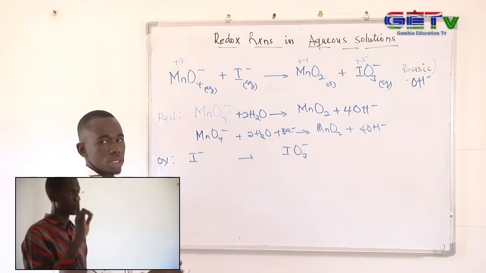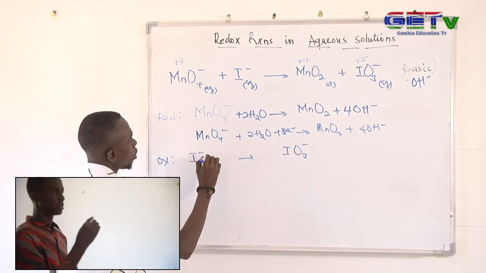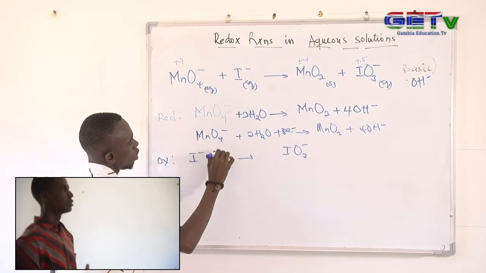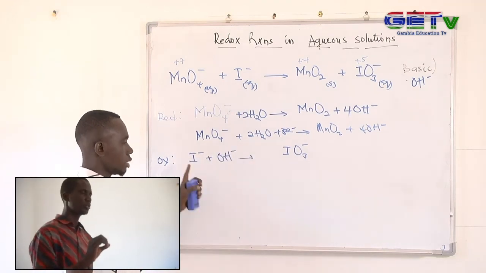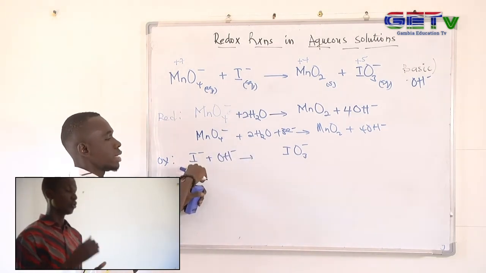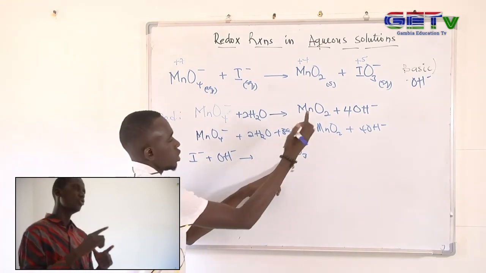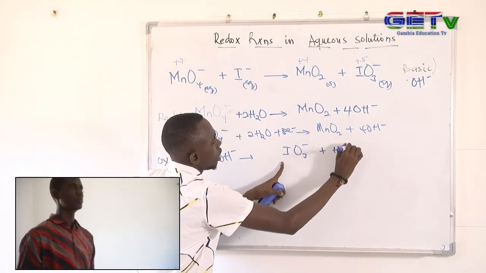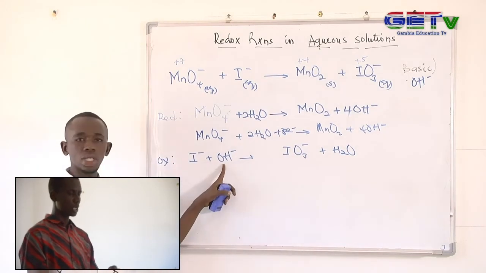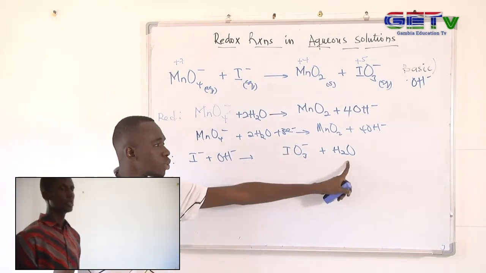Oxygen, and there is no oxygen, which means we add oxygen, or we add hydroxyl ion, to the side deficient in oxygen. There is no oxygen here, so we can add the hydroxyl ion there, and there is oxygen here. We can add the water molecule here, because if you add hydroxyl ion on one side, you must add water molecule to the other side.